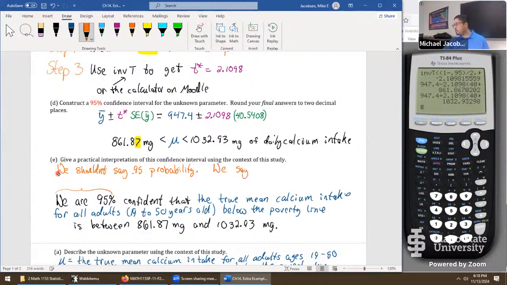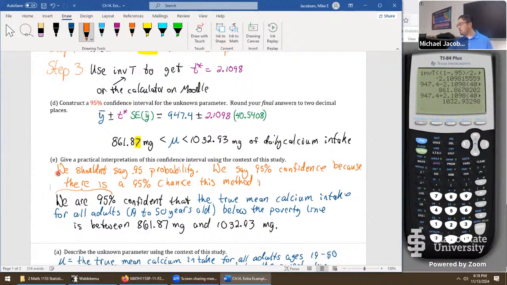We say 95% confidence because there is a 95% chance this method produces an interval really containing mu. And this is a pretty complicated statement in a certain sense.